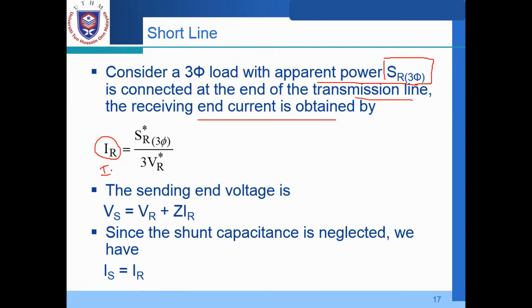All analyzed in phase. So we have over here V phase, or commonly known as V_L, V_LN. Okay. Single phase or per phase basis. So from there, the sending end voltage is V_S equal to V_R plus Z I_R.